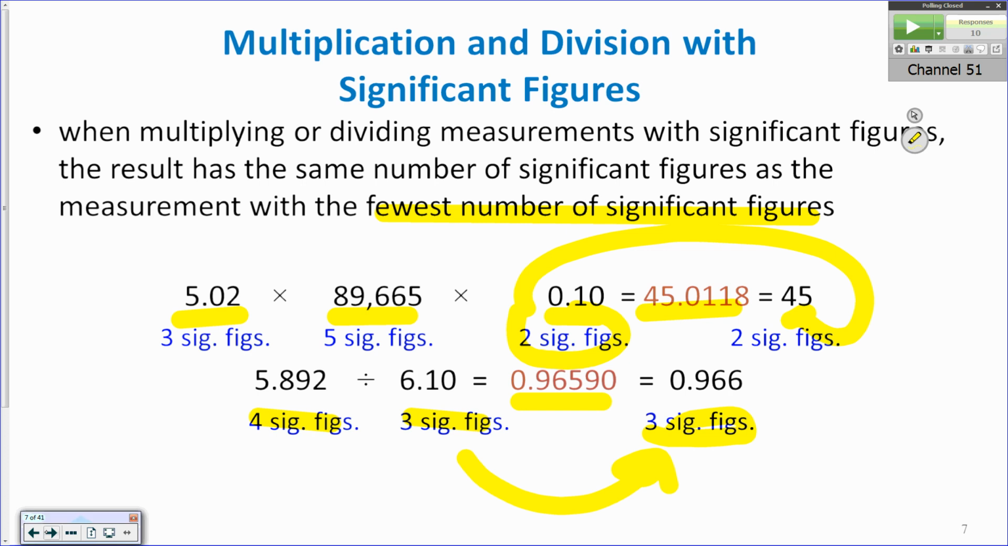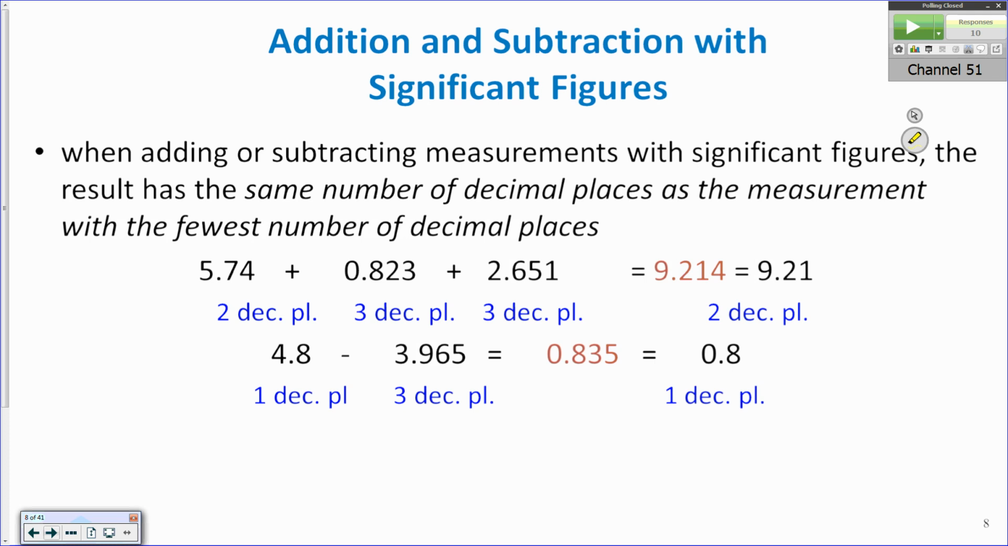All right, addition and subtraction is a little bit different. What we do now, instead of counting sig figs, is count decimal places. Our result can have no more decimal places than the measurement with the fewest decimal places. So here's an addition to start with. I've got 2 decimal places, 3 decimal places, 3 decimal places. This is what my calculator spits out. My weakest link is 2 decimal places. That's where my answer has to go.